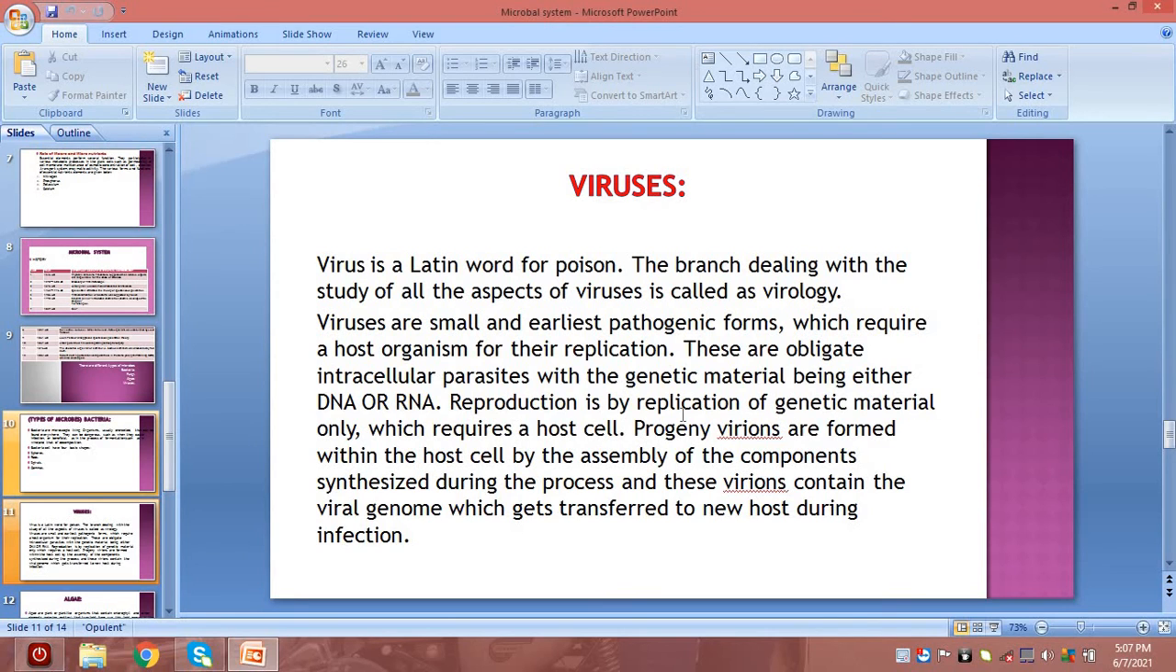Reproduction is by replication. The replication process is nothing but the multiplication process where one virus will become millions of viruses. They will multiply inside a host, and the genetic material in them can be a DNA or an RNA. Full form of DNA is deoxyribose nucleic acid. Full form of RNA is ribose nucleic acid.